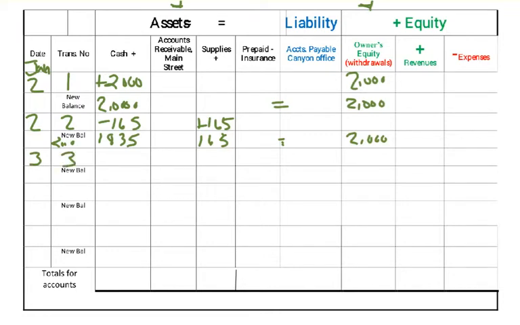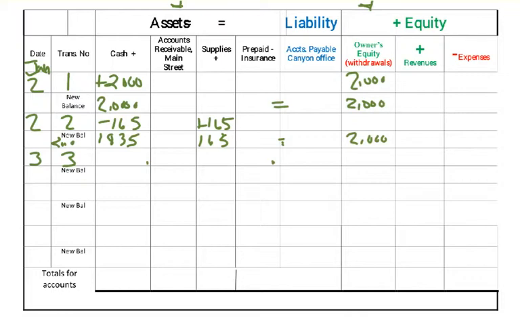Transaction number 3. Take a look at your sheet. What does it say? Paid cash for insurance. So, what two accounts are affected? Let's put a dot here. Cash is affected and insurance is affected.